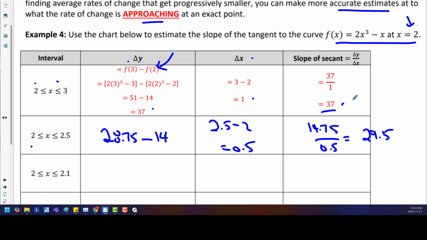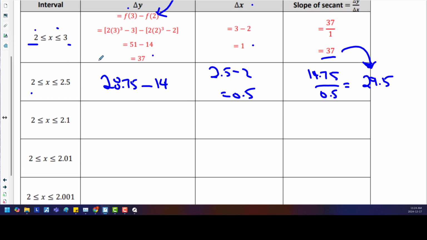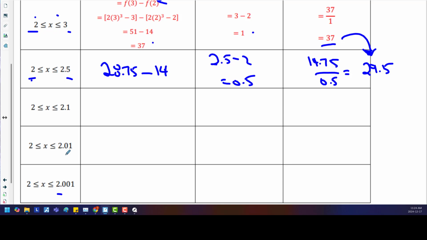So see how the number has changed? Because we're going to get closer and closer to the actual instantaneous rate of change. Because the interval is too big. 2 and 3 is too big. 2 and 2.5 is still too big. So we're still going, and we're going to get progressively smaller and smaller.